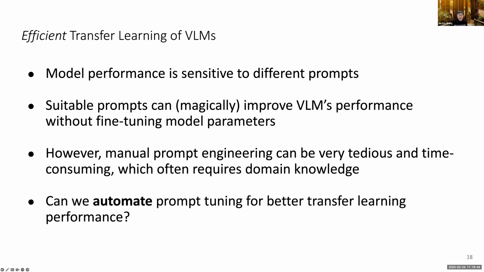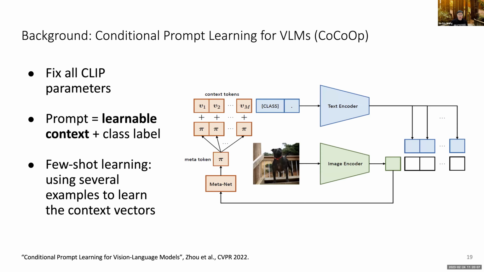And so can we automate prompt tuning for better transfer learning performance? Can we automate this process instead of manually designing those text prompts for better performance? Can we learn to compose text prompts for better performance? Okay, so yes, we can, and I would like to introduce related work, CoOp, standing for conditional prompt learning for vision and language models.